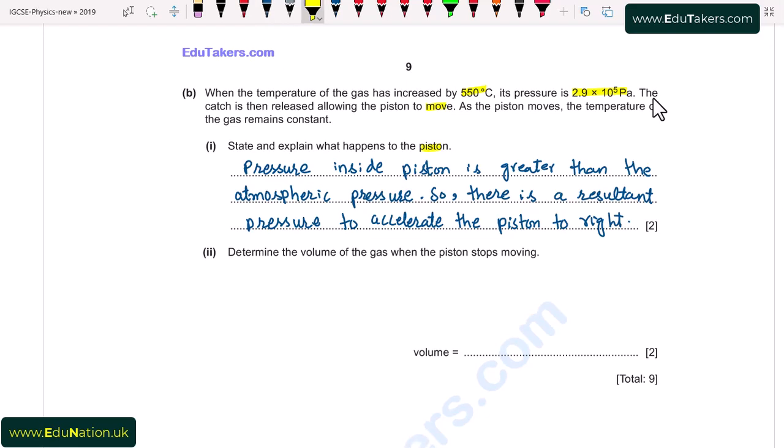Part 2. Determine the volume of the gas when the piston stops moving. So here we have to calculate the volume. When the piston stops moving, it means that we have to calculate the final volume. And in the question it is said that the temperature is constant. It means that we have to use Boyle's law, according to which pressure is inversely proportional to the volume by keeping its temperature constant.